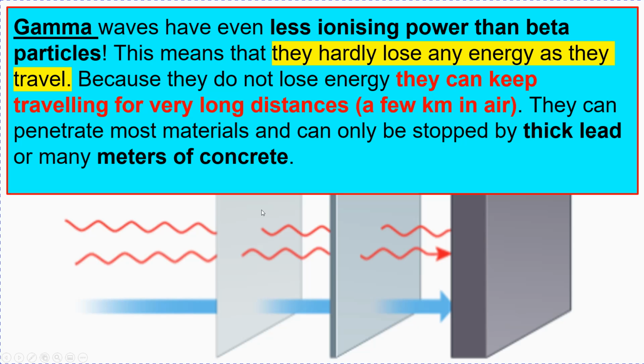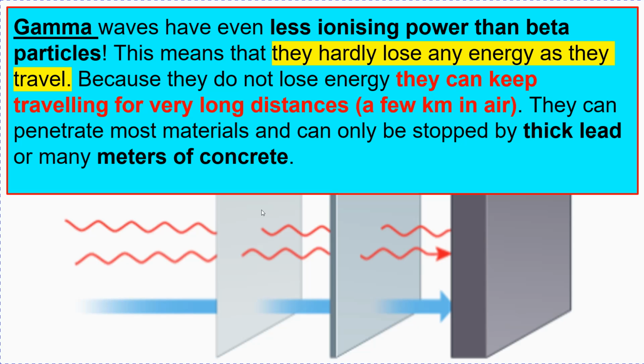Okay, now gamma, they are less ionizing, but they are very penetrative. Because they're not passing on, they're not losing their energy to other atoms, it means that they keep that energy over long distances. So they can go through air, they can go through paper, they can go straight through aluminium without losing any energy at all. And they will keep going and keep going.